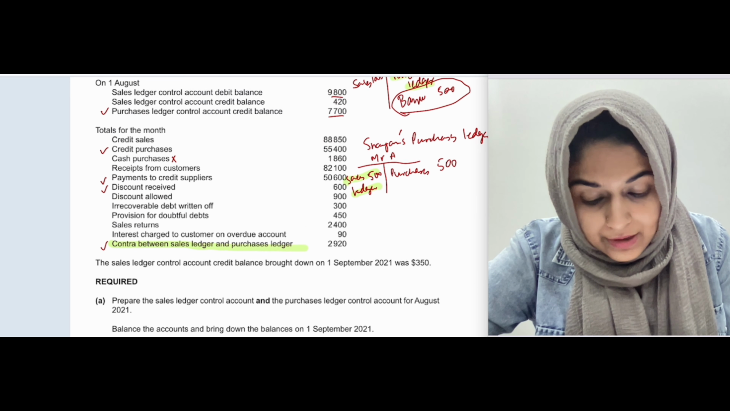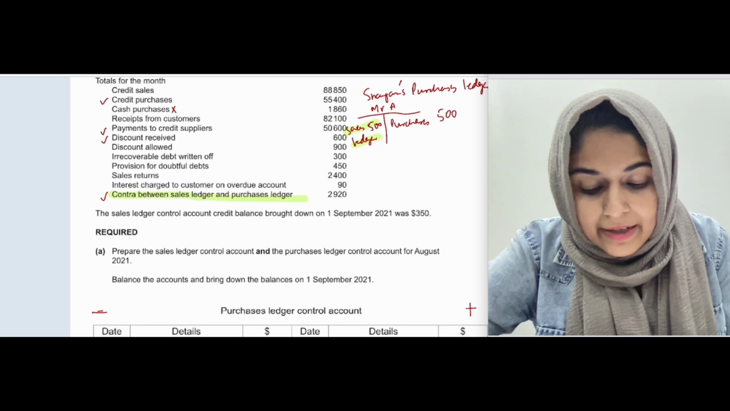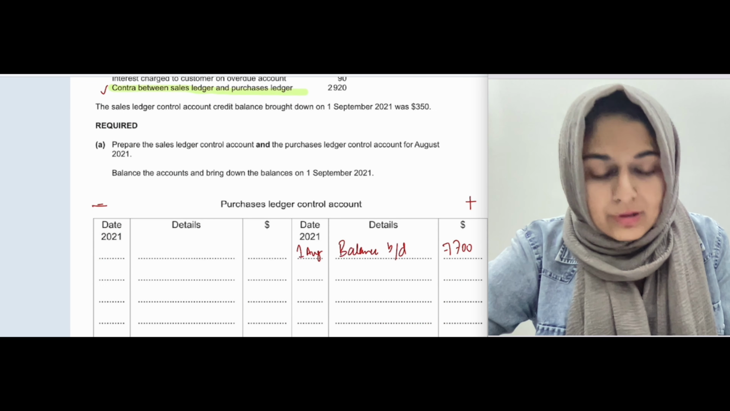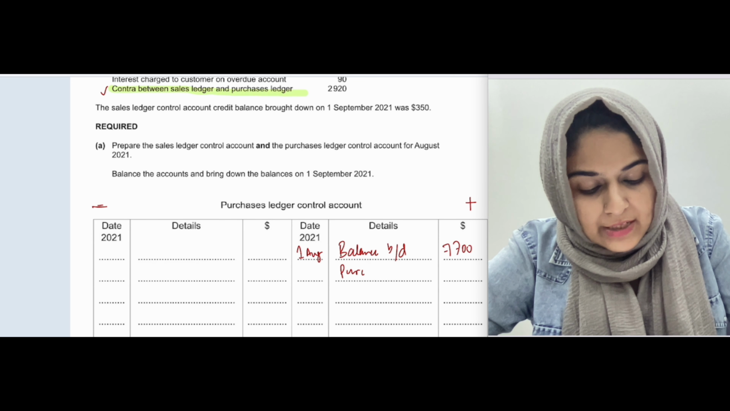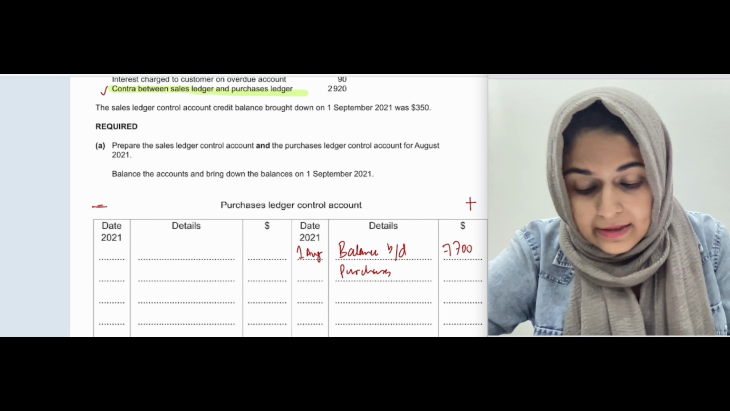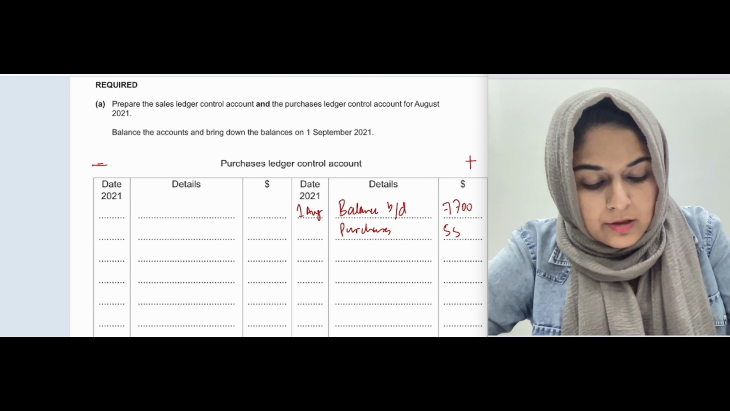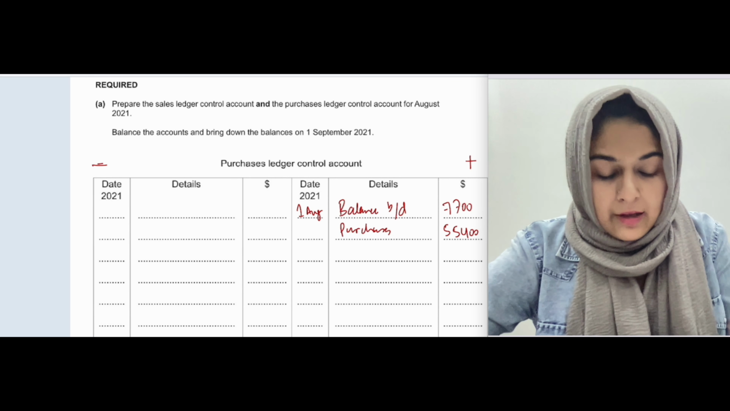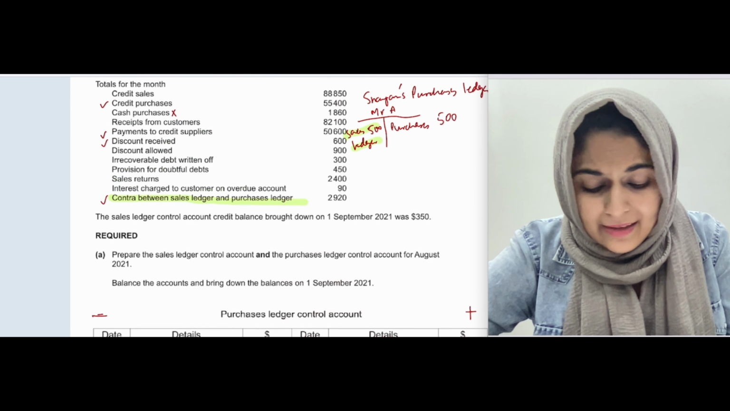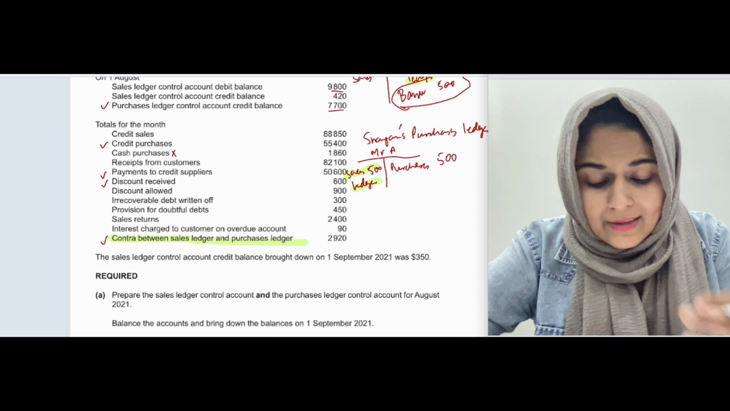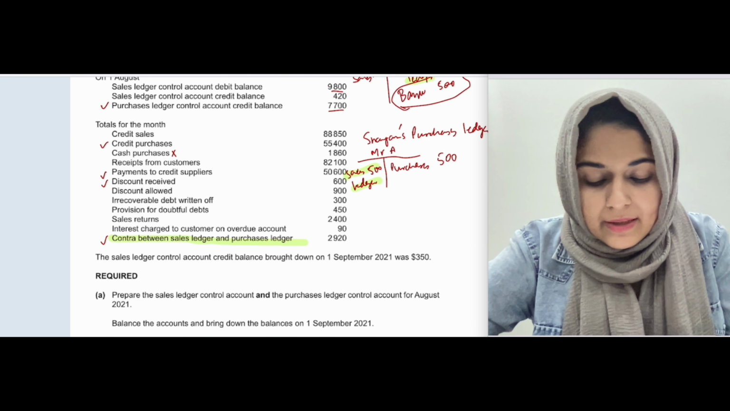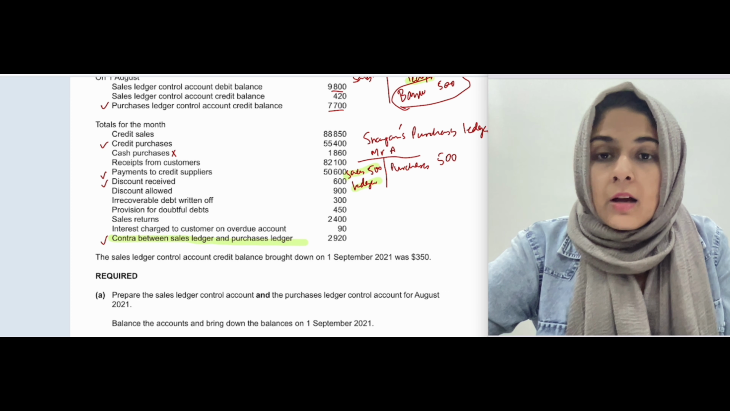So here I will write basically credit purchases, sorry, cash purchases, I told you it's not going to come. आप यहाँ पे purchases लिख देंगे, credit purchases, and you will write 55,400. ठीक है. और यहाँ पे हम the date, there is no date for here, तो ये सारी डेट एक ही चल रही है, इसमें पूरे मंथ का ट्रांजैक्शन हो रही हैं.